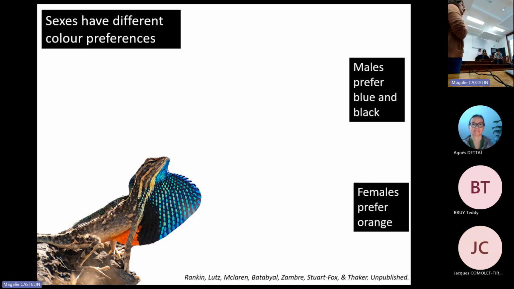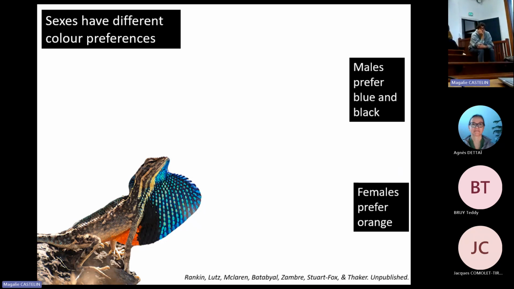So, for example, sexes have different color preferences in this species. Males prefer the blue and black. So when given colors to see, they will watch blue and black for a lot longer. It draws their attention and it keeps their attention. Females, on the other hand, really couldn't be bothered about blue and black, but orange was interesting to them.